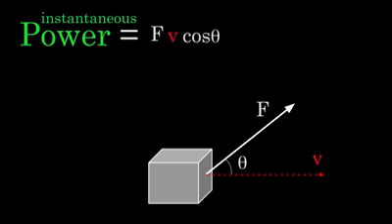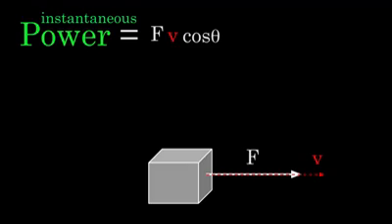But in many cases, the force is in the same direction as the velocity, which means the angle between the force and the velocity is 0, and since cosine of 0 is 1, you don't really need the cosine in the formula at all. And you find that the instantaneous power is just the force times the speed.